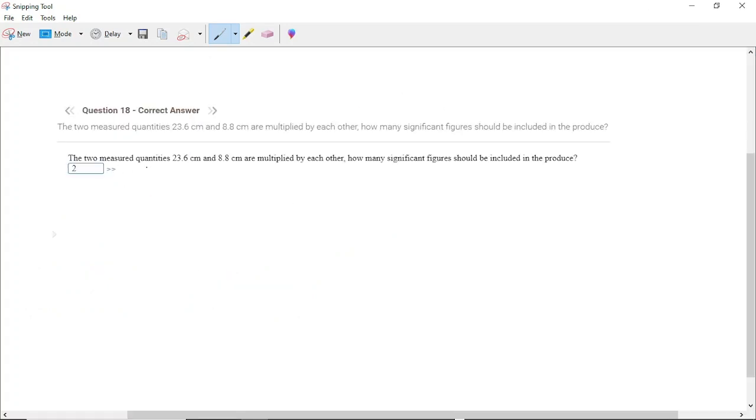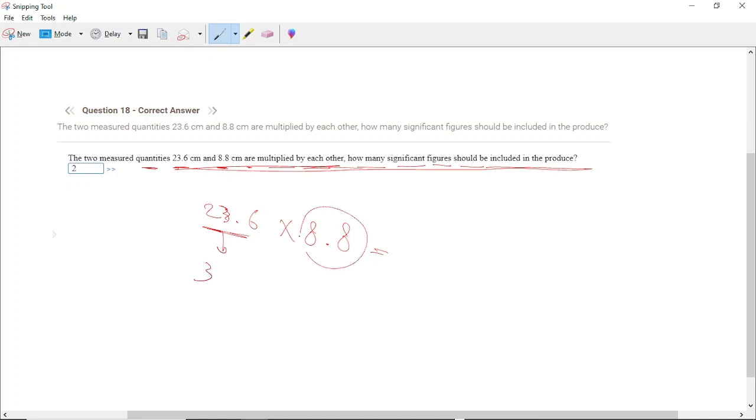The two measured quantities, 23.6 and 8.8 centimeter, are multiplied by each other. How many significant figures should be included in the product? We answered this before. We said 23.6 multiplied by 8.8. Here we have how many significant figures? We have 3. And how many significant figures here? We have 2. So we'll take the least number, which is 2. So the answer would be 2 figures.